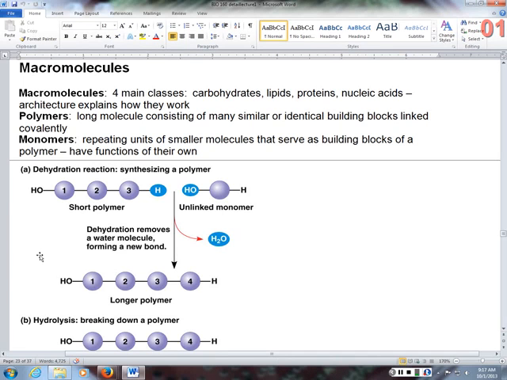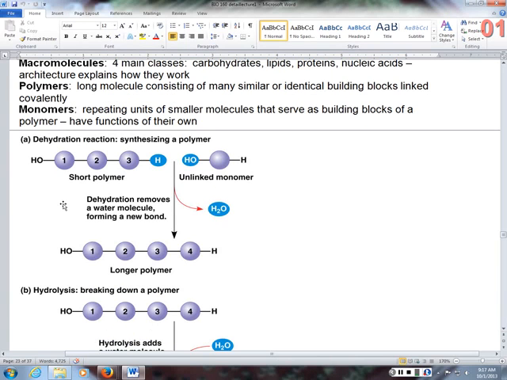So there are some ways that this can happen. Sometimes when you do this, you'll have a dehydration reaction. You've got to let the names give you some hints. When you dehydrate something, you're removing the water from it. And that's what you do in this type of reaction: you've got a short polymer and an unlinked monomer. You're going to pull a hydrogen off of one, a hydroxide off of the other. So you remove a water from the two, and that glues it together.